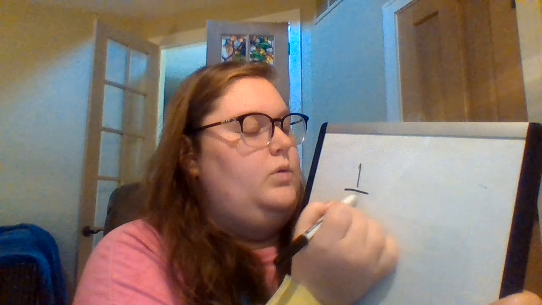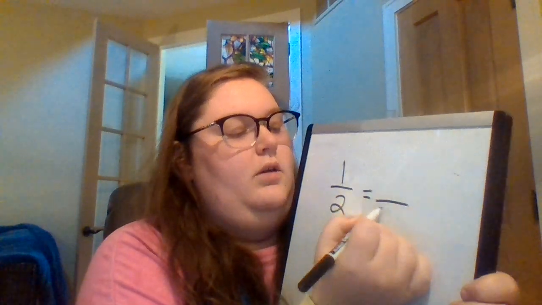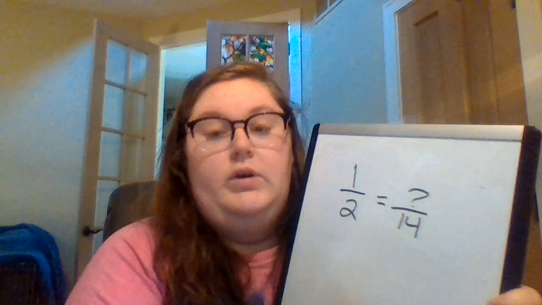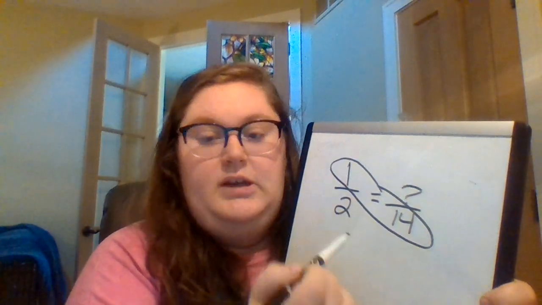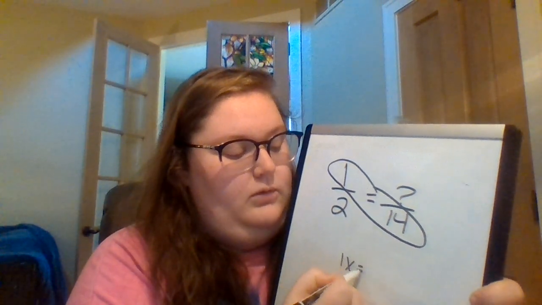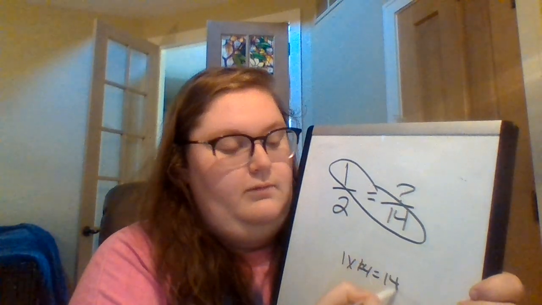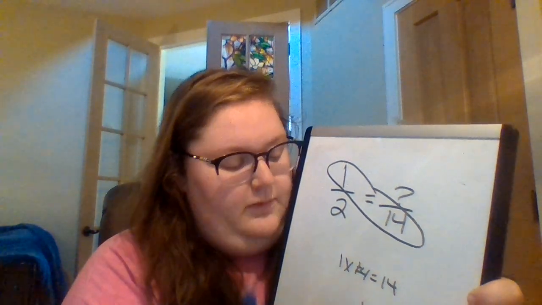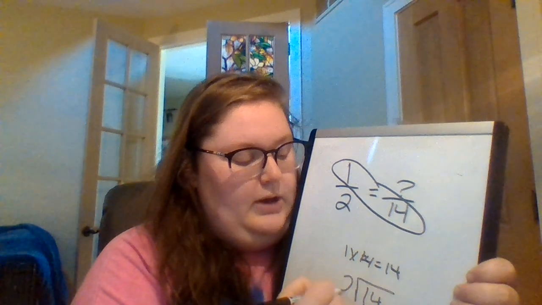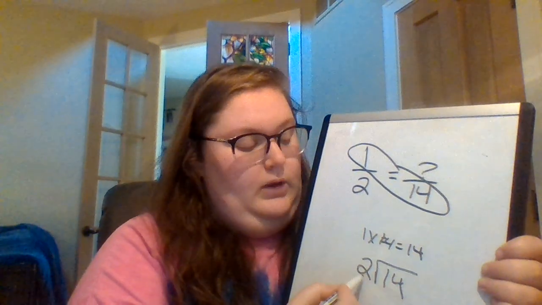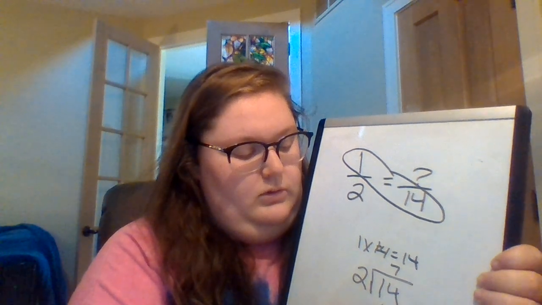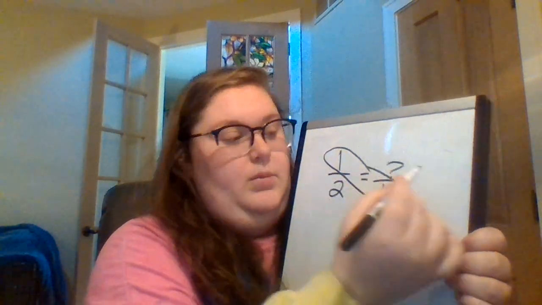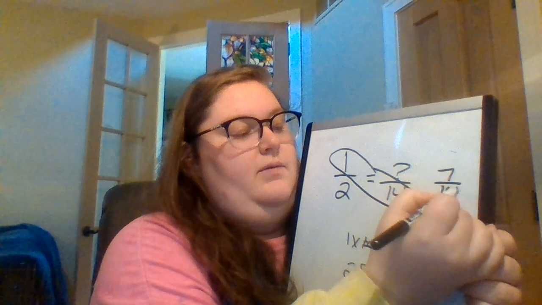Okay, so let's do 1/2 equals what over 14? So remember, my loop method, I'm multiplying 1 times 14, which you know equals 14. And then we're going to take 14 divided by 2, which is 7. So then my new number is 7 over 14.